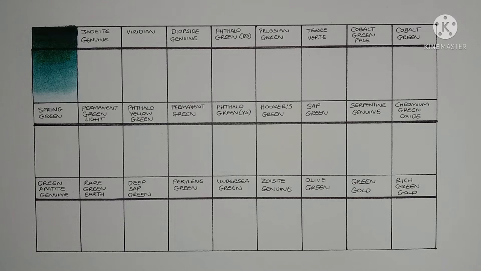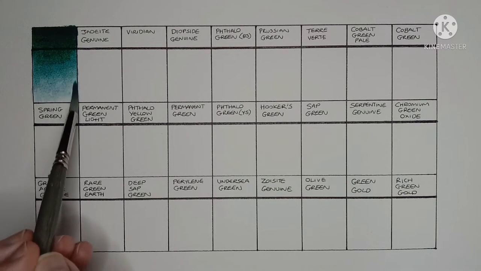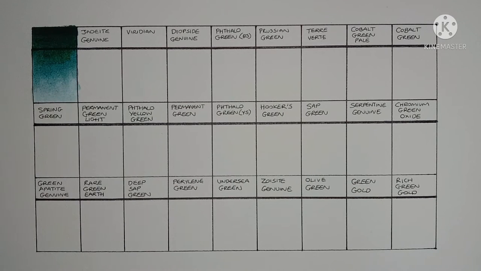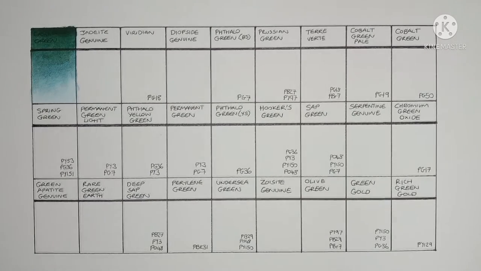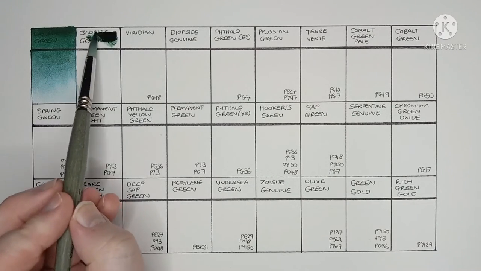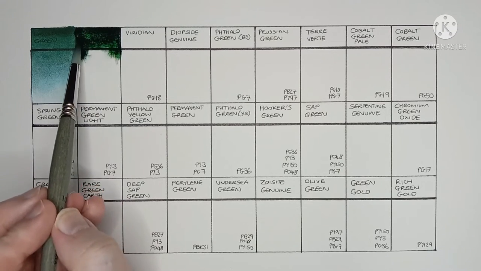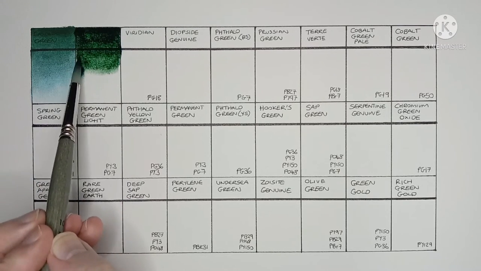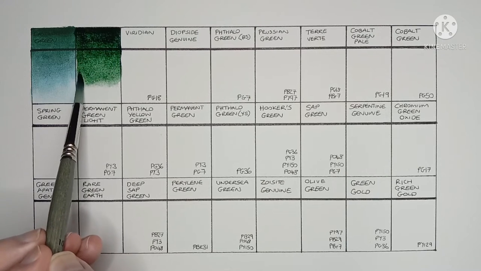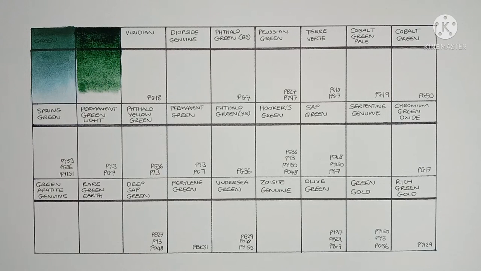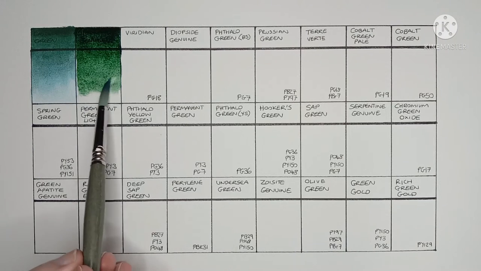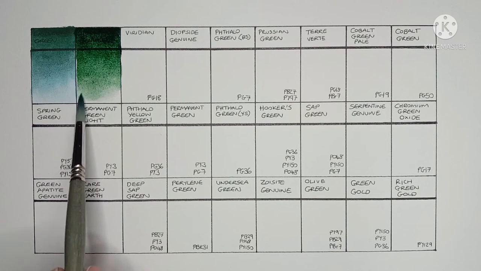At this point, I realized I hadn't written any pigment information on the paper, so after a brief stop, we move on to the second paint. And this one is Jadeite Genuine. This is a Primatec paint, so there's no pigment information. It's a lovely dark granulating green. I really like this one.